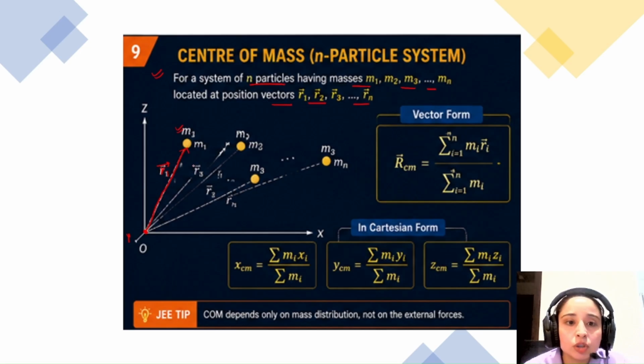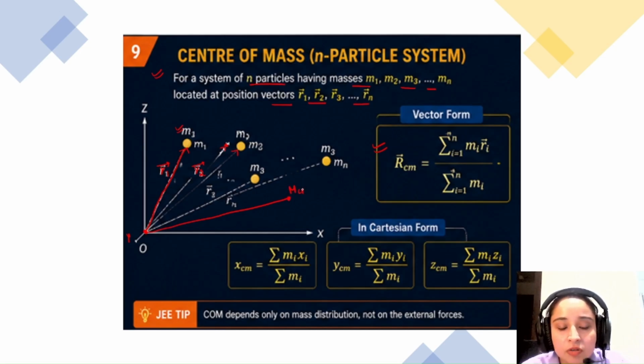Similarly, r2 is the position of the second particle. Similarly, you can draw another position vector which will give you the position of the third particle, and so on. If you have a center of mass at any point, this is the position of the center of mass of the body, and the position vector here is rcm.